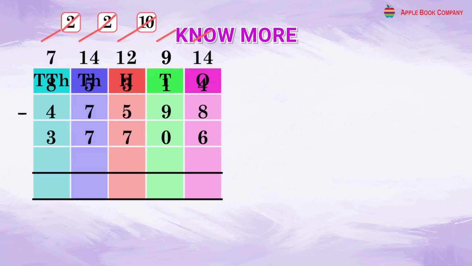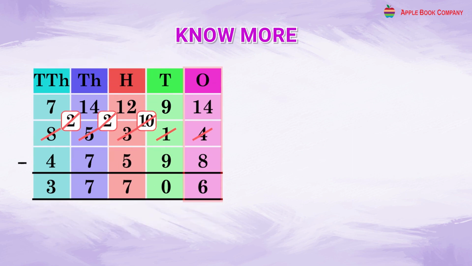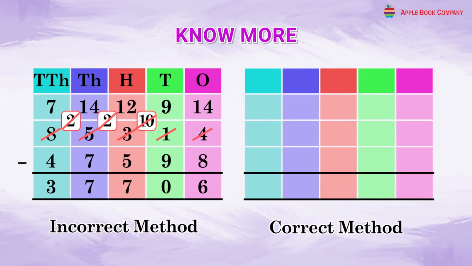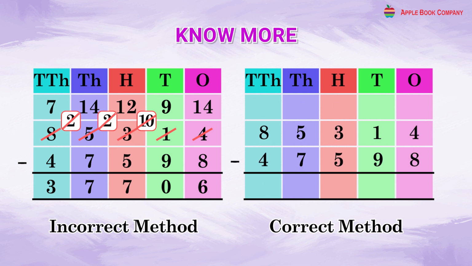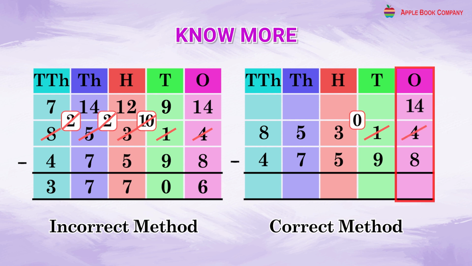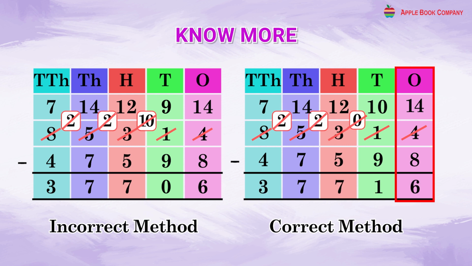Let's learn more. On the left side, we see on ones it is 4 minus 8. So after borrowing, we see that on tens it's considered as 10, which is not right. The correct method is after removing 1 on tens, 1 becomes 0 and on ones 4 becomes 14. Similarly, apply the same for the rest of the columns.